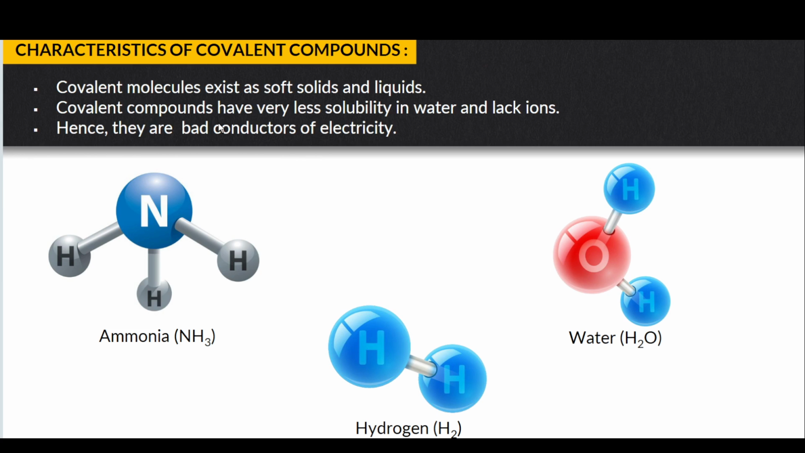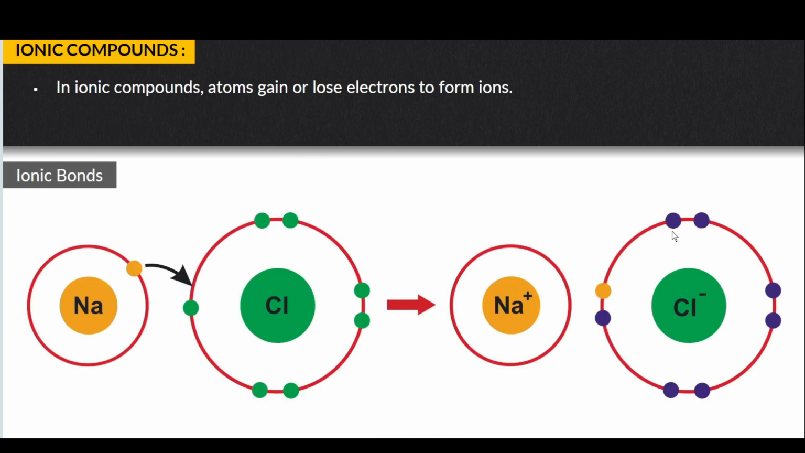Covalent compound characteristics are that they are soft, solid, and liquid. They have less solubility in water and they lack ions. They don't have ions because electrons are just shared, right? They are bad conductors of electricity because for electricity there should be ions, right? Ions conduct electricity and they don't have ions, so that's why they are bad conductors of electricity.